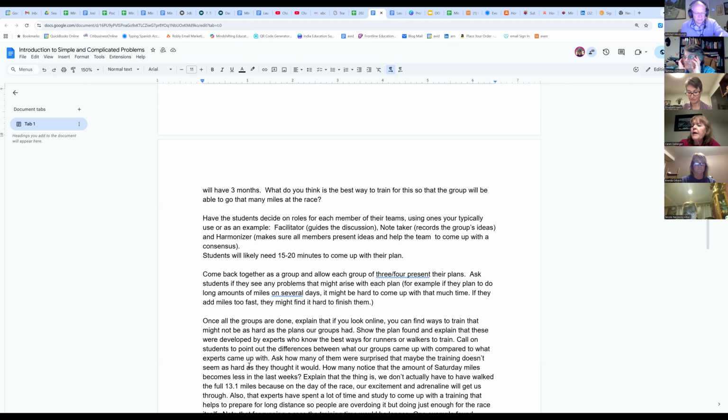And after they work on that, I'll check the groups and how they're finishing. We come back together as a group and allow each group to present their plans. And then I would ask them to see if they have any problems that might arise with each plan.